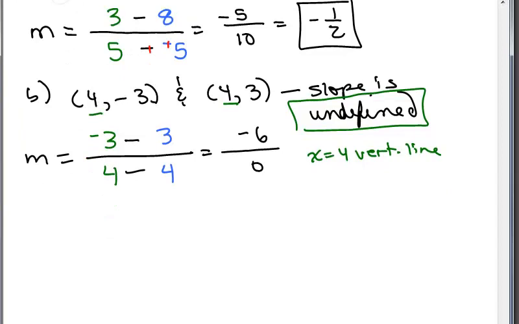All right, what about C? Don't leave your answer as negative 6 over 0. You have to say that the slope is undefined. How about (2, 5) and (1, 5)?